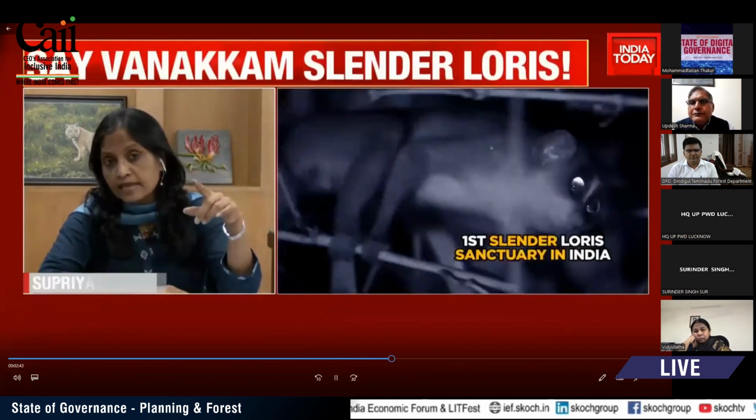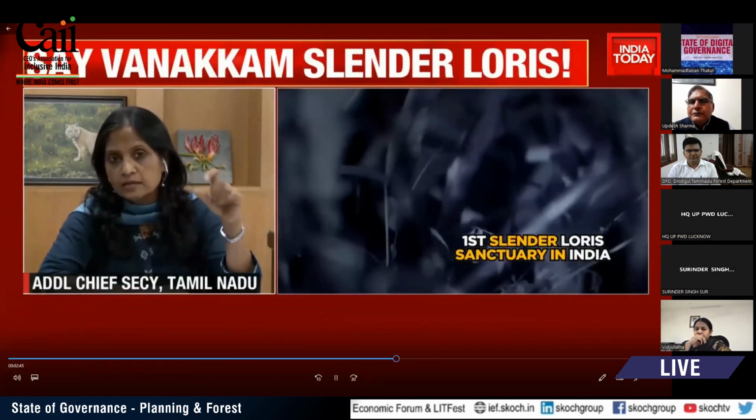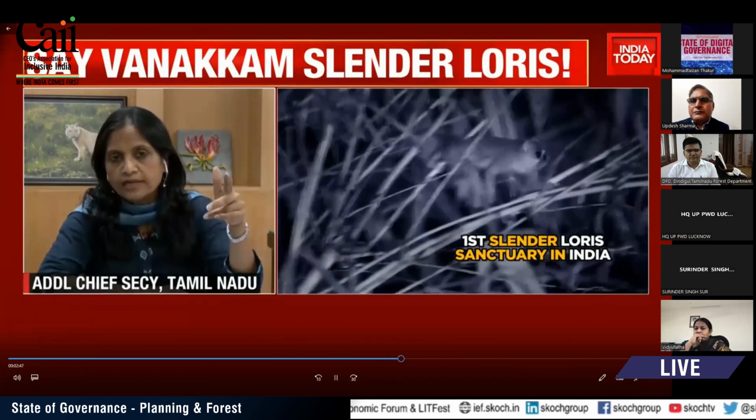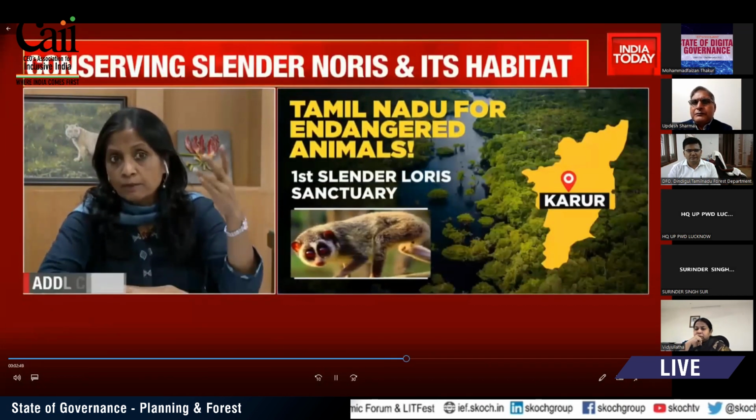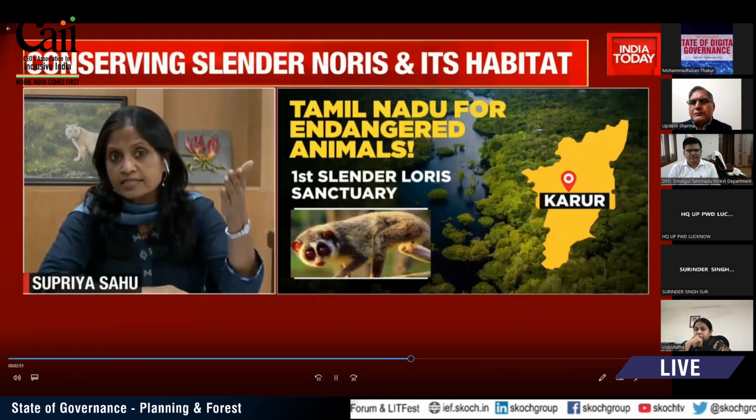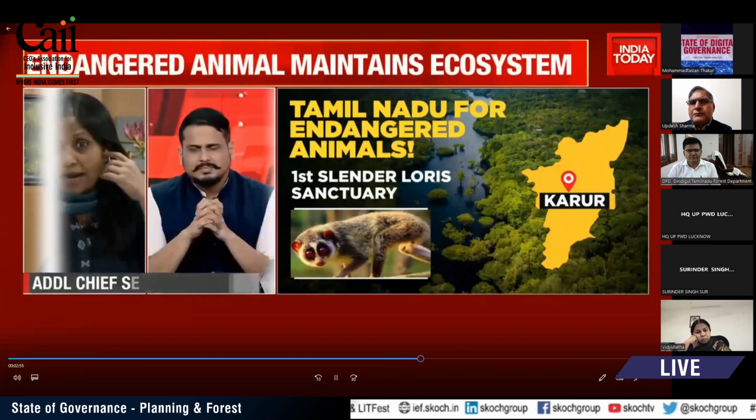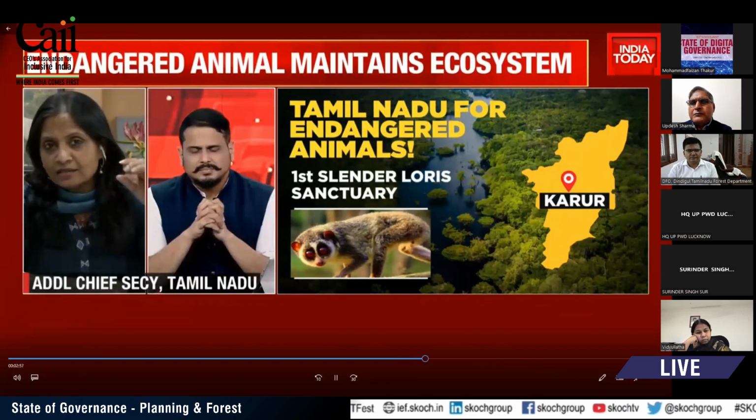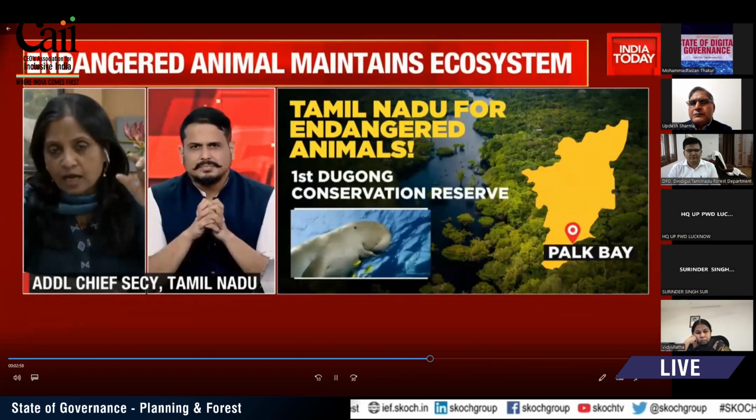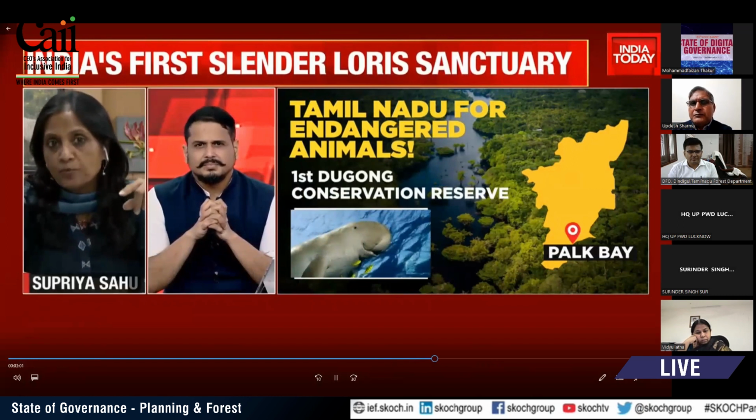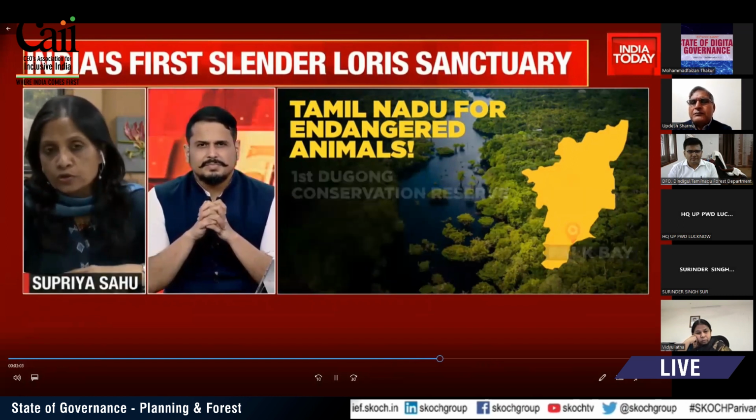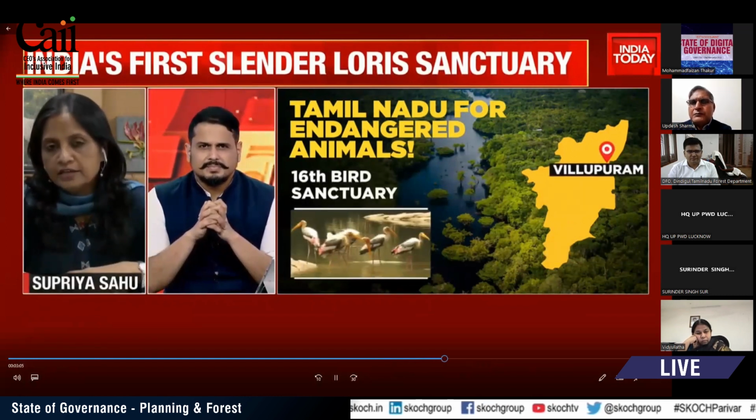And they have found that after the survey in these 2 districts, where we have now declared it as a sanctuary, about 1,172 Slender Lorises have been found. So while the number actually may sound like 1,000, if you look at the per square kilometer density, it is very low. So these are really, really critically endangered animals.